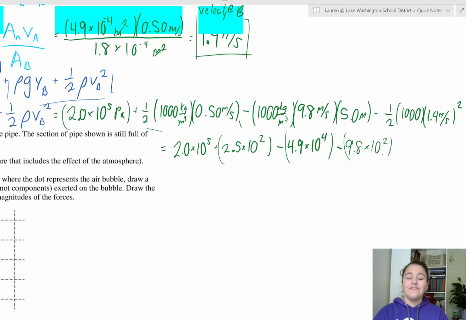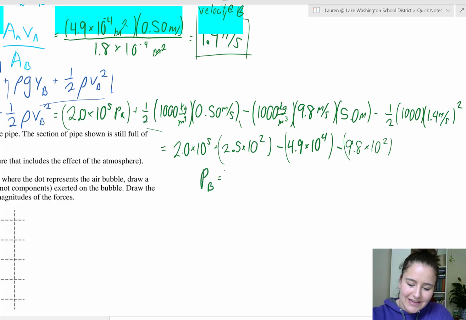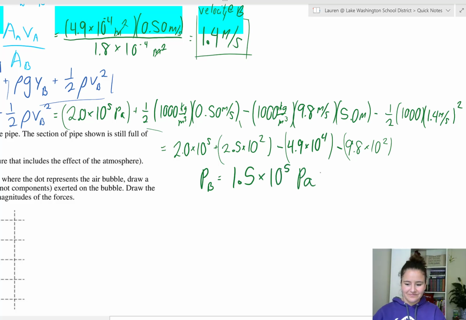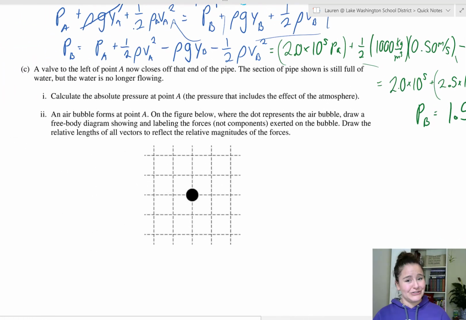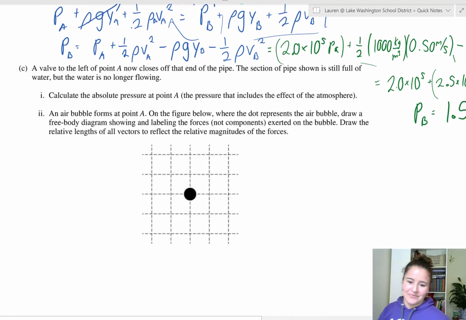And we get 1.5 times 10 to the fifth, which is correct indeed. The pressure at point B is 1.5 times 10 to the fifth pascals. Cool. Yay for using Bernoulli's. A lot of math there. Easy to make a little math mistake, so really make sure to show your work on that AP exam.